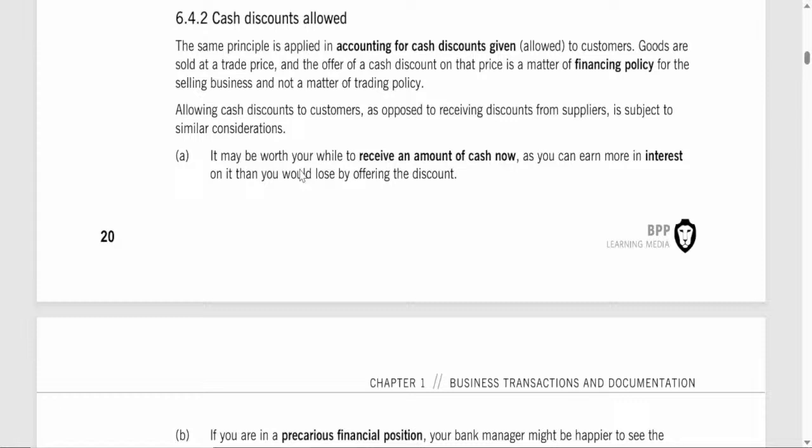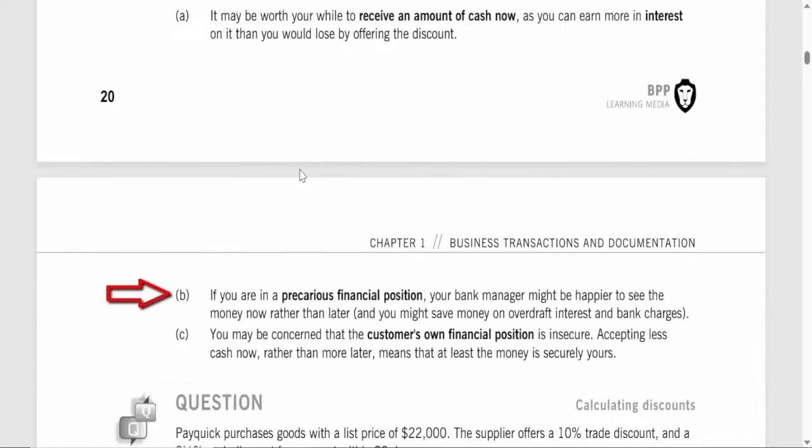The reasons a business might offer a cash discount include: 1. Early cash flow benefits. Receiving cash sooner can provide financial flexibility. For example, having cash on hand might allow the business to earn interest on it or reinvest it elsewhere. 2. Financial security. If the business is facing cash flow difficulties or wants to avoid potential bank charges or overdraft interest, getting some cash now, though it's less than the full amount, can help stabilize finances.